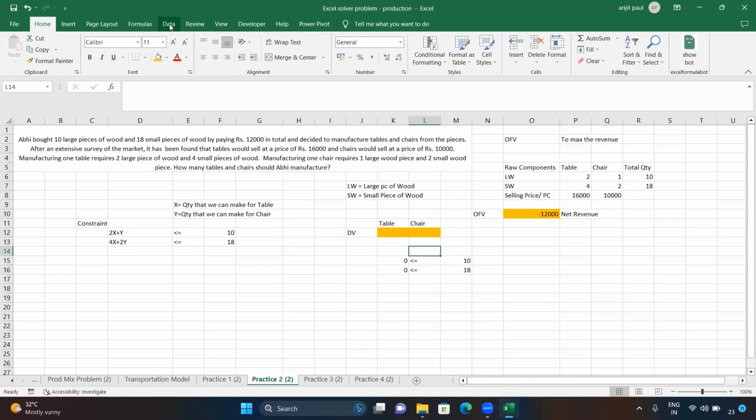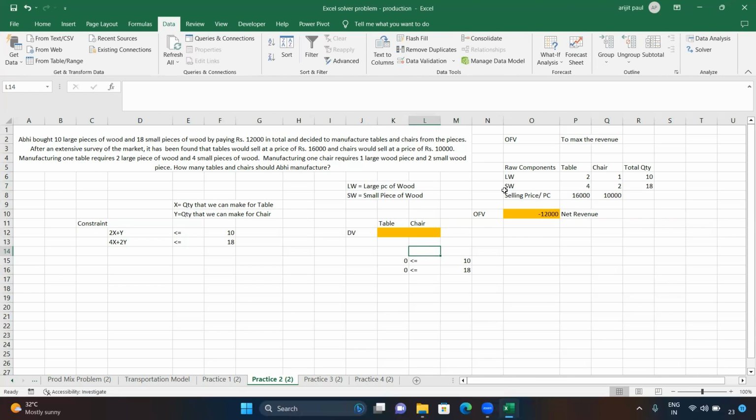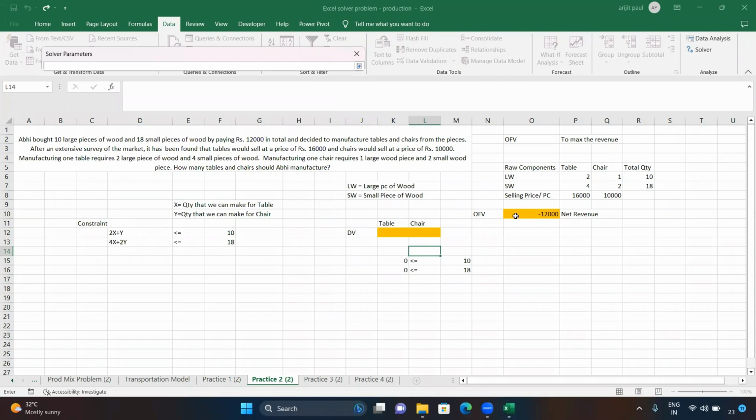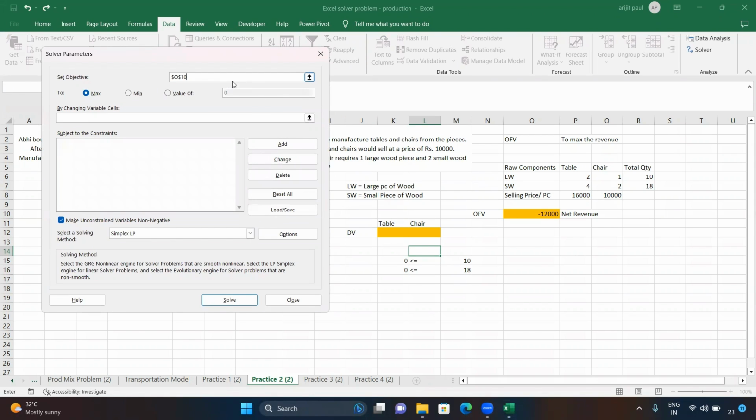Now we are going to use the Excel solver to get our final optimal solution. Okay, so go to the data, go to solver, reset all the values. Okay, what is our objective? To maximize the revenue. So this is the cell where we have already implemented the formula for objective function. Our objective is maximize the revenue, so we are going to select max.